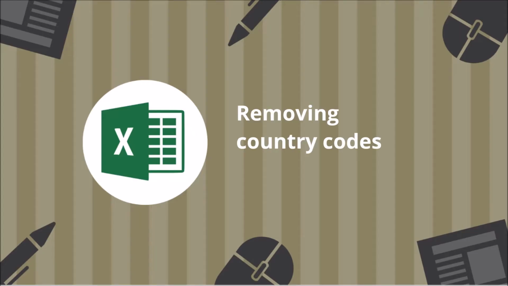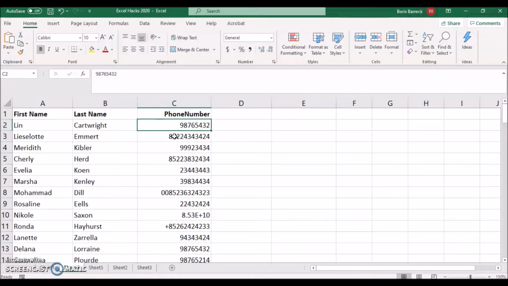Next, we want to remove the country codes 852 or 00852 or +852 from all phone numbers. Hong Kong phone numbers all have 8 digits. By knowing that, we basically just need to remove all numbers and characters in front of these 8, or in other words, only keep the last 8 digits of that cell. To do so, we can use the following formula.